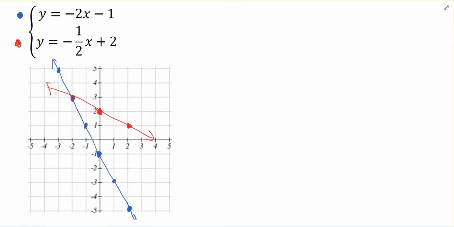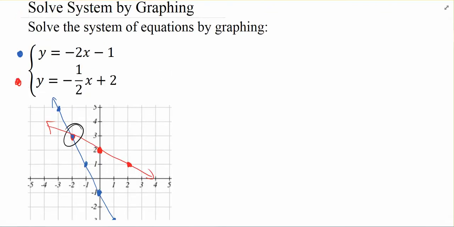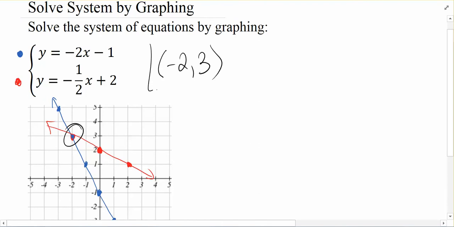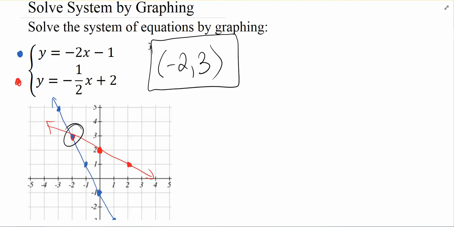Now, if you're being asked to solve a system of linear equations by graphing, the graph in and of itself is your work. It's not the answer. We can see in the work here where they cross at. But then to solve the system, we want to give this value of -2, 3. That's the ordered pair where they cross at. So that's the ordered pair that would be a solution to both equations at the same time.